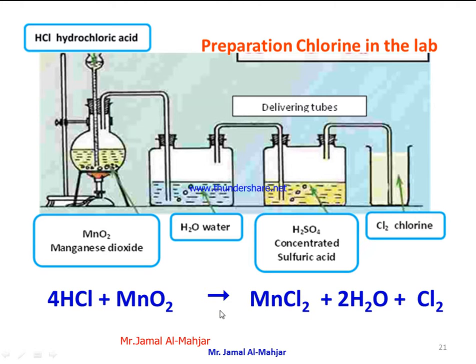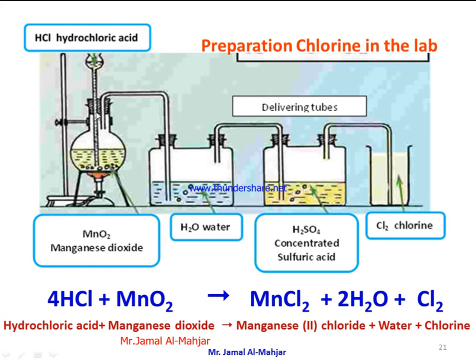The equation is: hydrochloric acid plus manganese dioxide give us manganese dichloride, water, and chlorine. So here we have to put manganese dioxide, then we have to put hydrochloric acid, and in this container we have water to absorb the impurities such as hydrogen chloride. Then we have to pass it through concentrated sulfuric acid to make it dry. Then we have to receive it here.